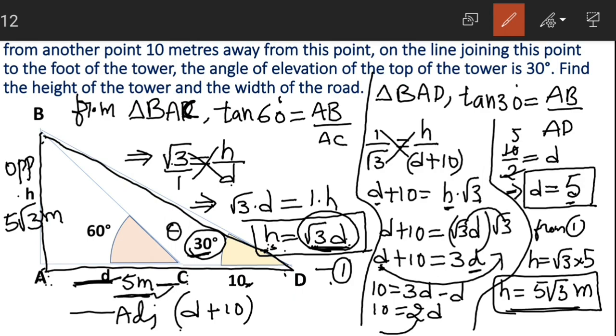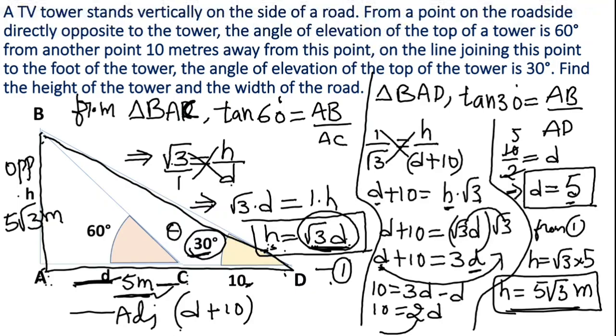Like this we can find the required values. Just see here, a tower is given and which is side of the road. That means here I am considering AC as road, and at A we have to consider the tower. AB is tower, and at opposite to this tower, from the point C, we are observing the top of the tower. Here given that the angle of elevation is 60 degrees. And at 10 meters distance from another point, we are observing the top of the tower once again. Here the angle of elevation is 30 degrees.